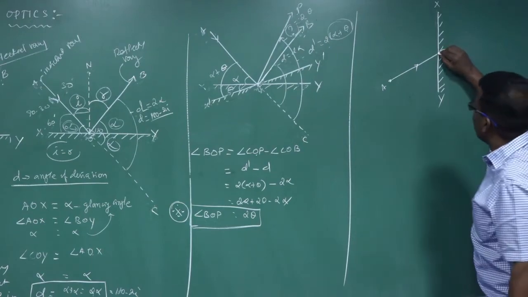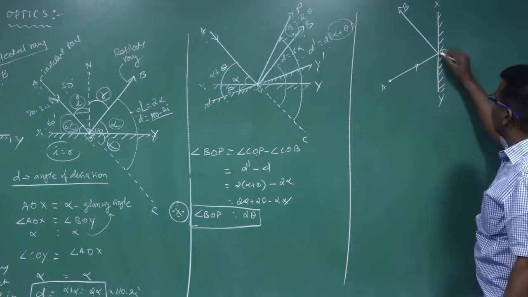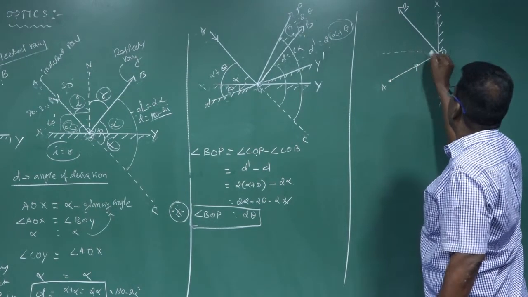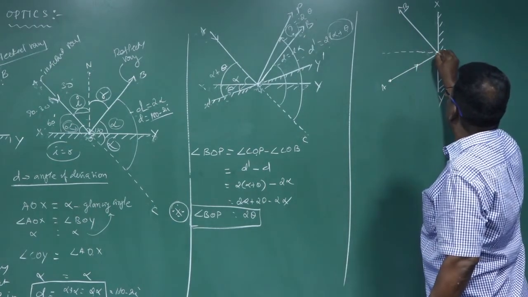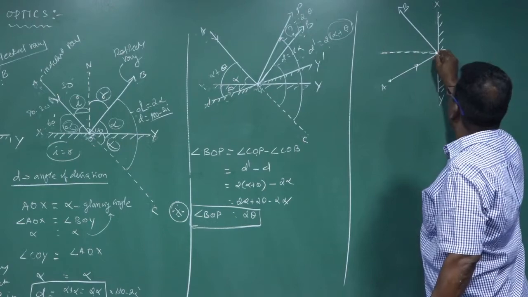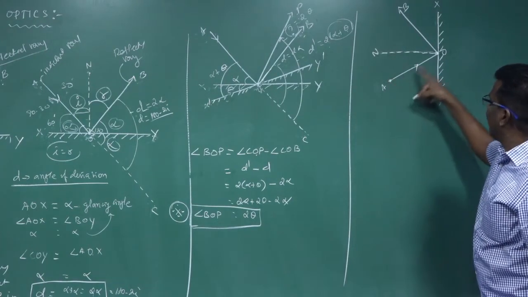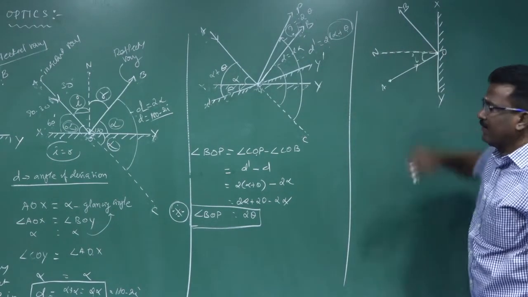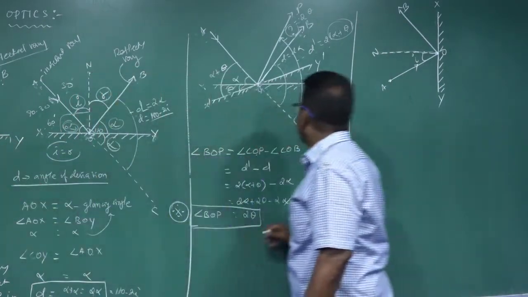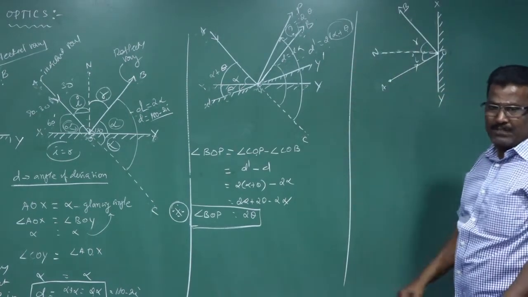After incidence, what happens? It is reflected back into the same medium. It is OB. A normal is drawn to the surface. This is the normal. We know that AON is the angle of incidence, and BON is the angle of reflection.